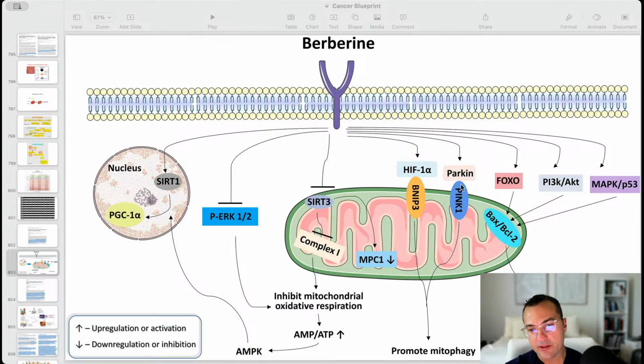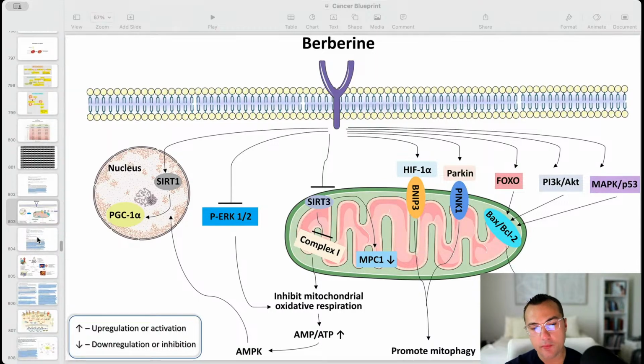It can also affect PINK Parkin, which is important for promoting mitophagy, as well as some of these other signaling cascades, which can help mediate apoptosis or programmed cell death. So berberine, as we've seen in other videos, has effects on several glutamine pathways, and it also has effects on mitochondrial health as a whole.